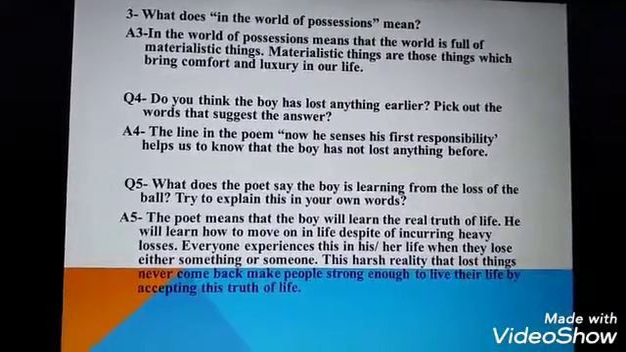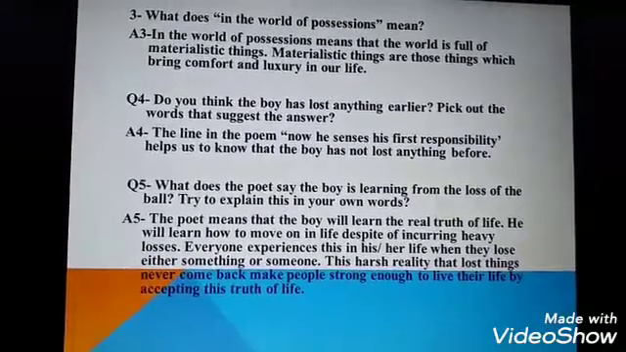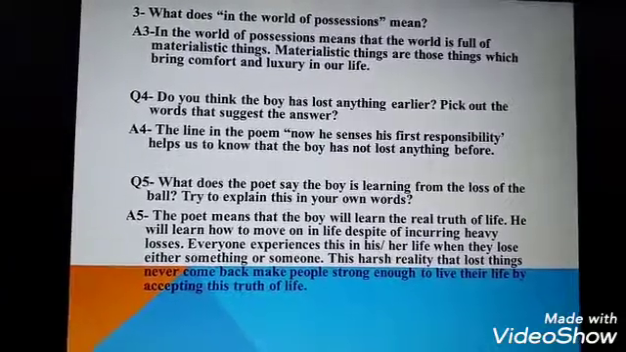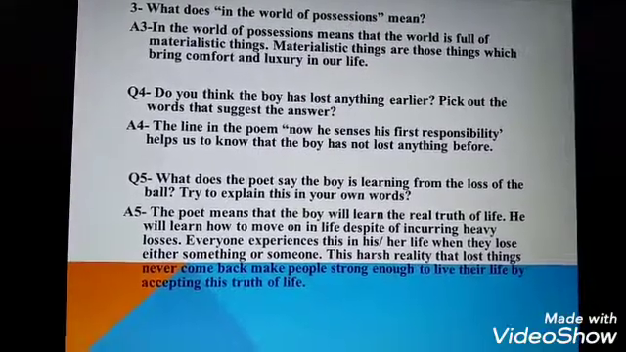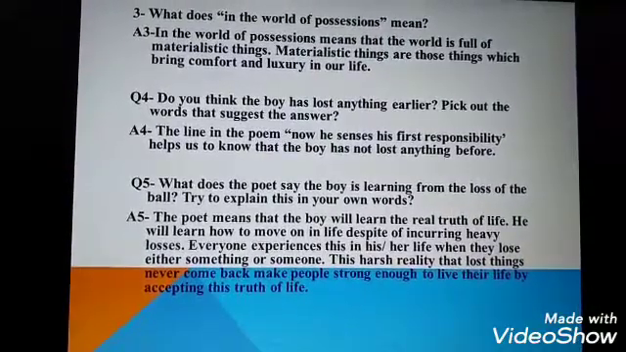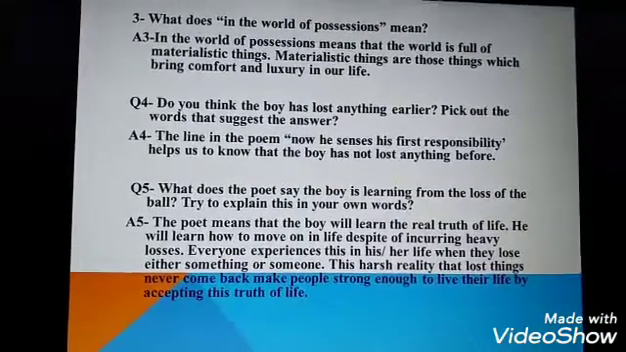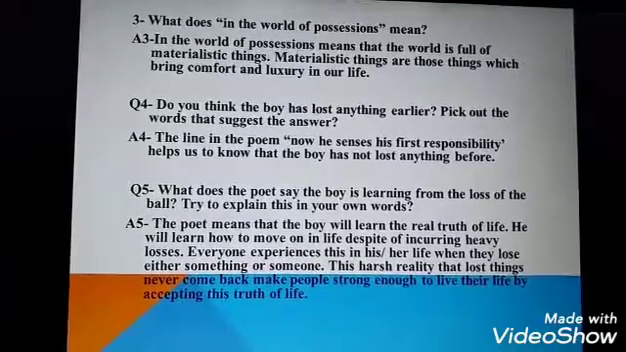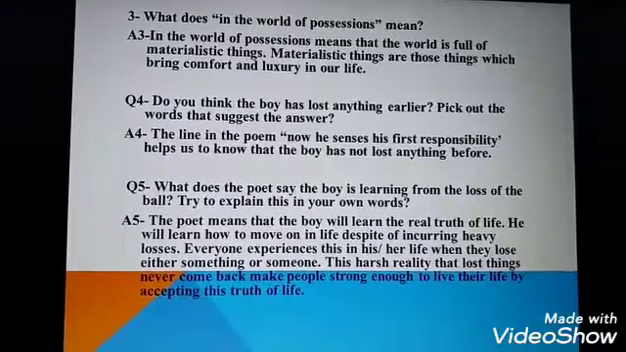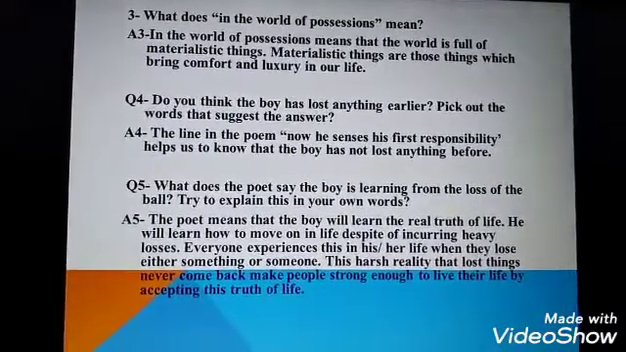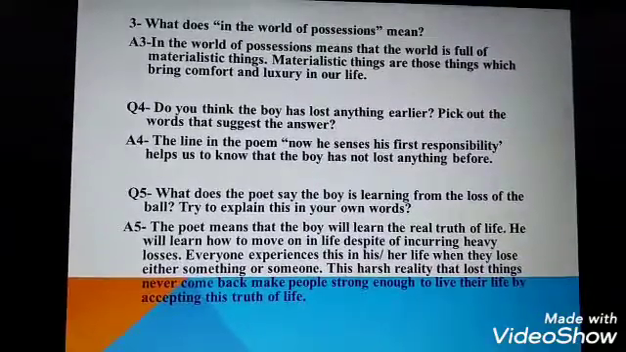Question number 5. What does the poet say the boy is learning from the loss of the ball? Try to explain this in your own words. Answer. The poet means that the boy will learn the real truth of life. He will learn how to move on in life despite incurring heavy losses. Everyone experiences this in his or her life when they lose either something or someone. This harsh reality that lost things never come back makes people strong enough to live their life by accepting this truth of life.